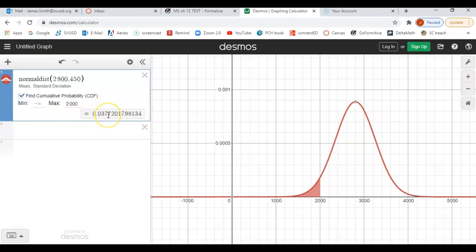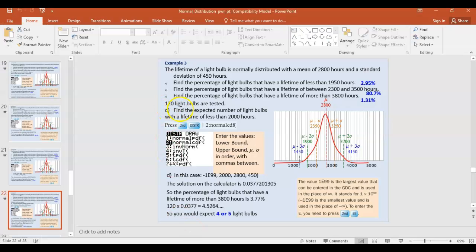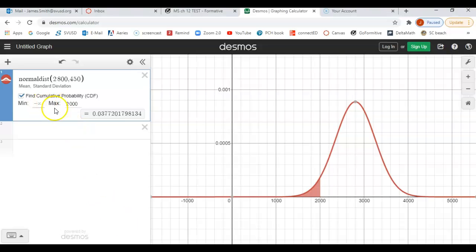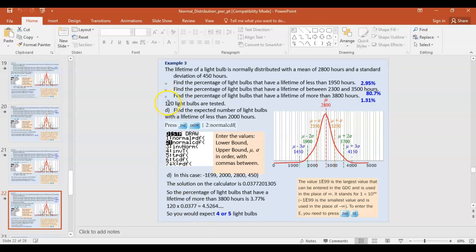It tells me the percent, but here's the extra step: when you get the expected number question, you have to take your percent and multiply it by the amount of light bulbs that were tested. So if we want to know how many of these light bulbs are expected to be less than 2,000, according to this information, only 3.78% of those bulbs are going to have a lifetime less than 2,000. So I need to take this decimal and multiply it times 120 in order to get this answer. You can see that's what they did down here. They said, let's take the percent and multiply it by 120, and this is how many light bulbs we're referring to.